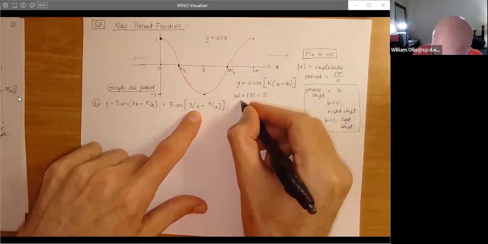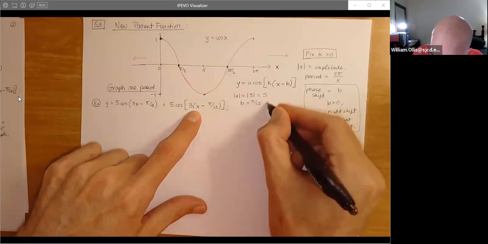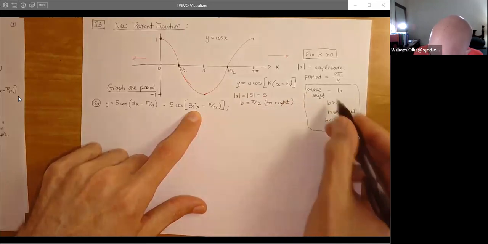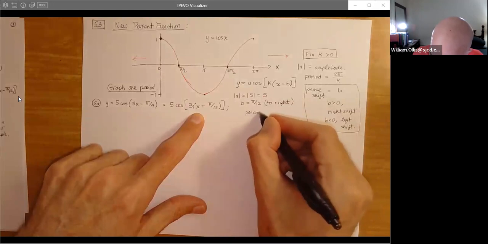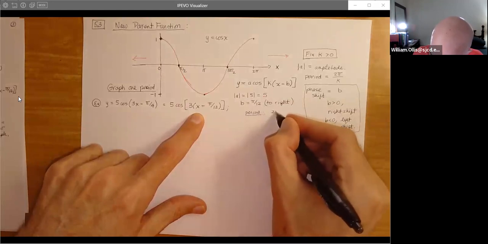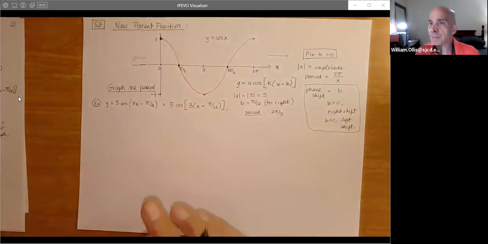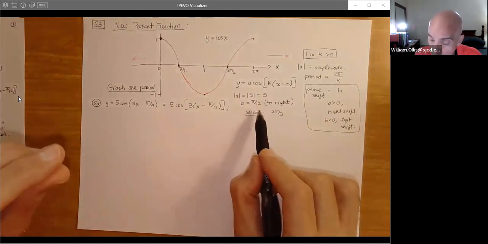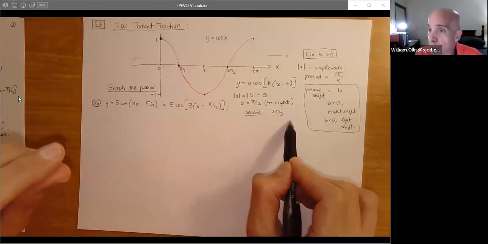And now we have phase shift B. This is pi over 12, and I'll just write it to the right. Again, we know it's to the right because it's positive by this convention here. And then the period, which we'll see from our transformation, would be 2 pi divided by 3. So it's smaller. And so the period will run in this particular case from pi over 12 to 2 pi over 3 plus pi over 12.